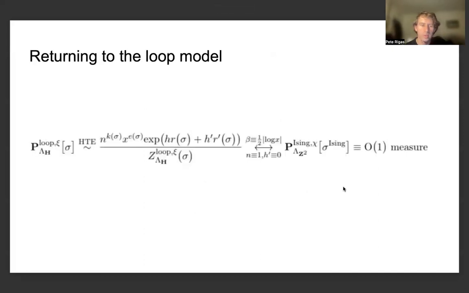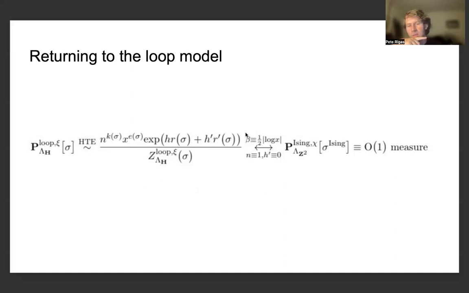But we can return to the loop model because, as we have been mentioning, there's a connection between the loop model and the Ising model, in which the loop model in the high temperature phase can be coupled to a probability measure that takes this form. So we have n to the number of connected components, x to the number of edges, times an exponential of a function which is dependent upon two external fields, h and h prime. And R of sigma and R of sigma prime are respectively given by the summation over all edges of the configuration over the hexagonal lattice, as well as the number of monochromatically colored triangles. And we take this high temperature partition function to normalize this expression, so that we have a probability measure.